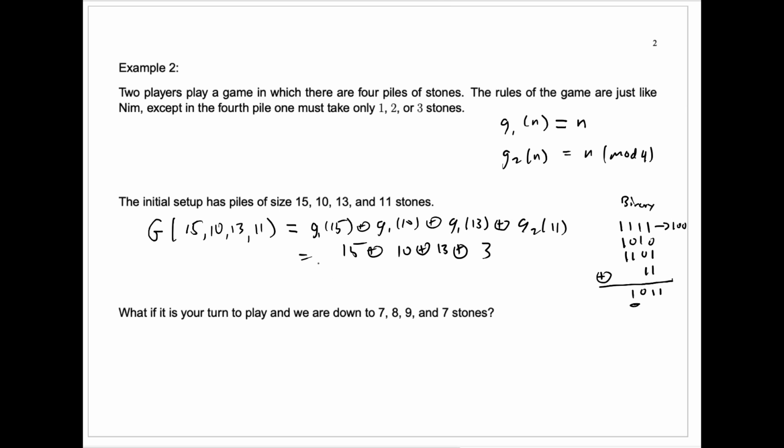then we'll have a NIM sum remaining of 0. How do we reduce this 15 to a 4? That just means take this pile of 15 and reduce it to size 4. So remove 11 stones from the first pile.